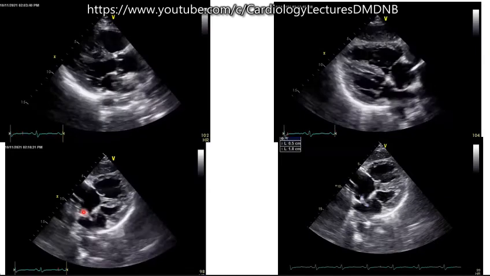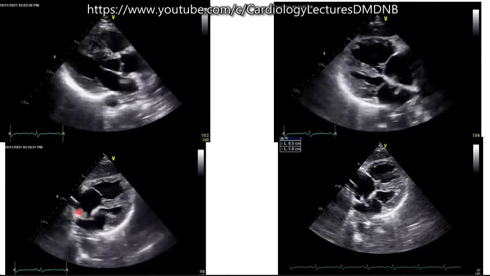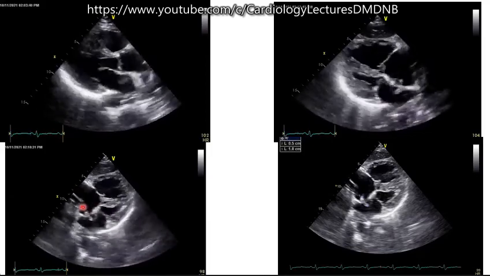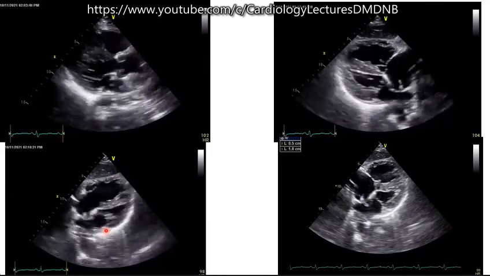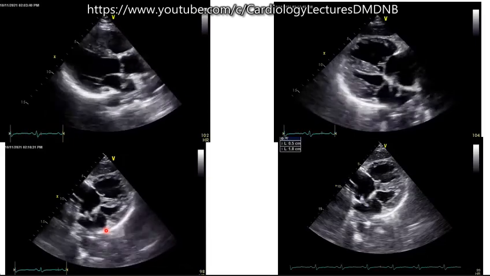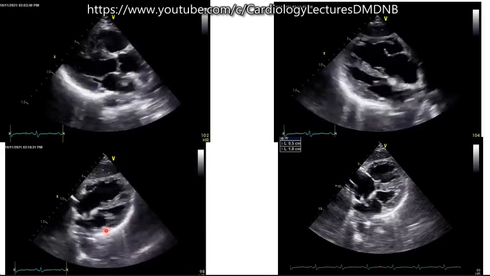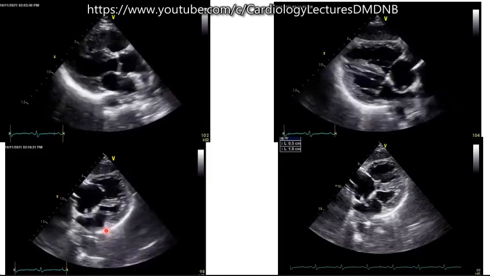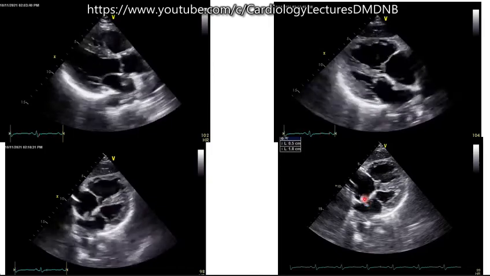A clot in transit is going through the patent foramen ovale from the left side to the right side, and from the right side to the left side, and that has resulted in systemic embolism and stroke in this patient. So this is a case of thrombus in transit through the patent foramen ovale. You can see it very clearly here.